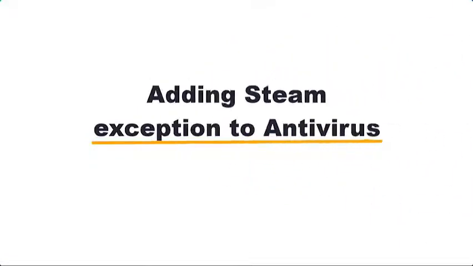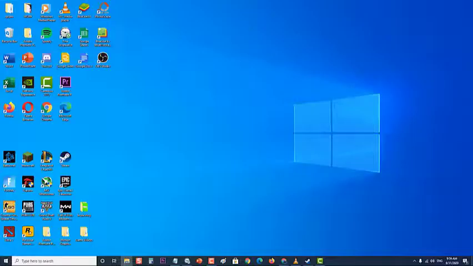Next, adding Steam exception to antivirus. There are instances when your antivirus software can interfere with how Steam works. It might be causing this overlay issue. To fix this, you will have to add Steam as an exception to your antivirus. If you are using Avira, Bitdefender, Avast, Malwarebytes, Norton, Kaspersky, ESET NOD32, and McAfee, you can refer to our website thedroidguy.com or visit our YouTube channel The Droid Guy.